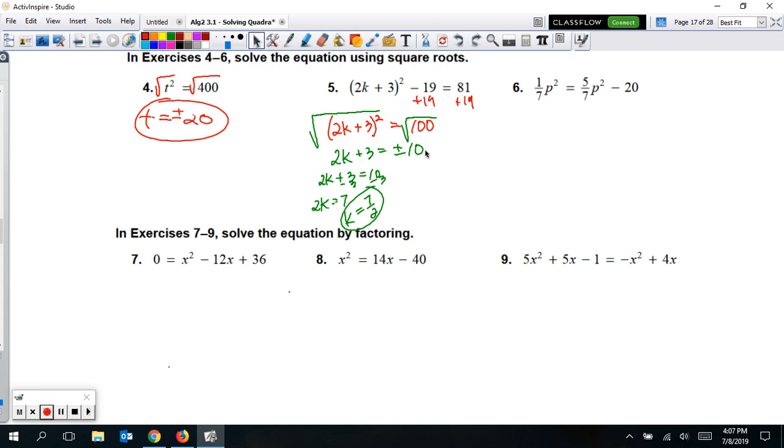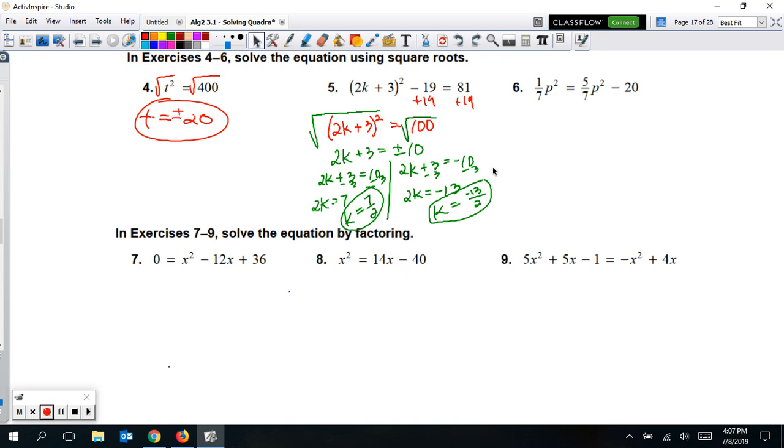Then we want to make another equation with a negative 10 for a second answer. So 2k plus 3 is equal to negative 10. So I'm going to still subtract 3, but when I do, I'm going to end up with a negative 13 this time. So 2k is equal to negative 13, and then divide by 2. So it's negative 13 divided by 2. So that would be like negative 6.5 if we want to get a decimal on that one.